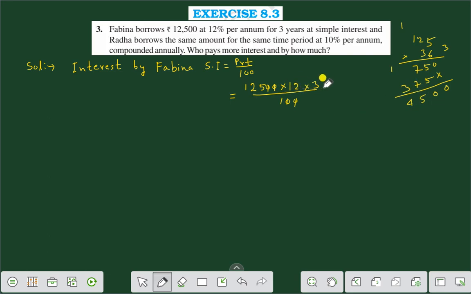Therefore, interest paid by Favina is rupees 4,500.